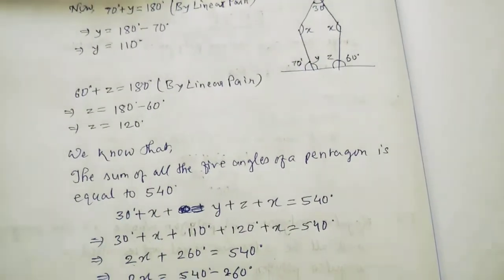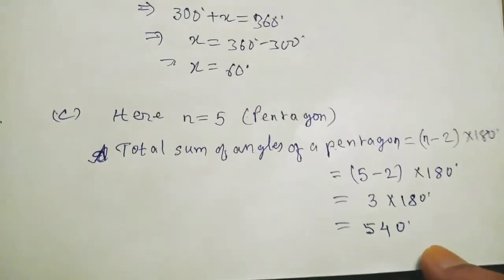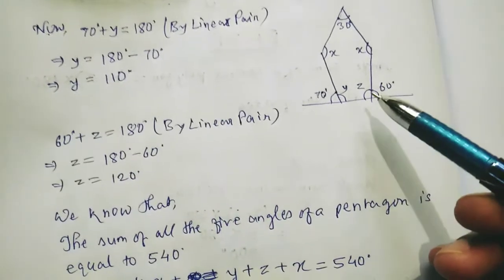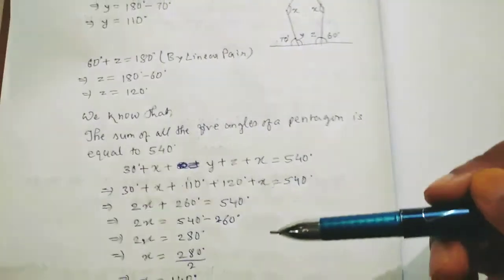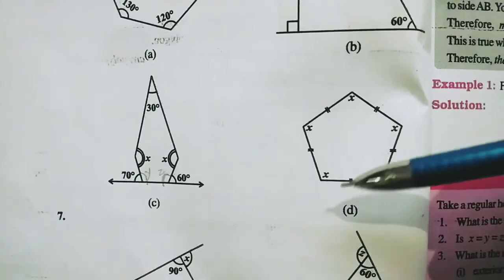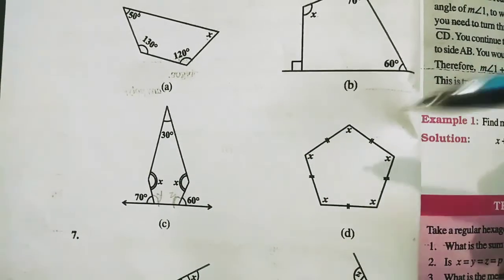So it was a long question. First of all, you have to find the value of this 540 by this equation, which I have shown you. Then after that, you have to find the value of this angle, then this angle, by linear pair property, and then add all the angles. This is the solution of this question. So this D number you have to do by yourself. It is the same as this C number, a little bit different.